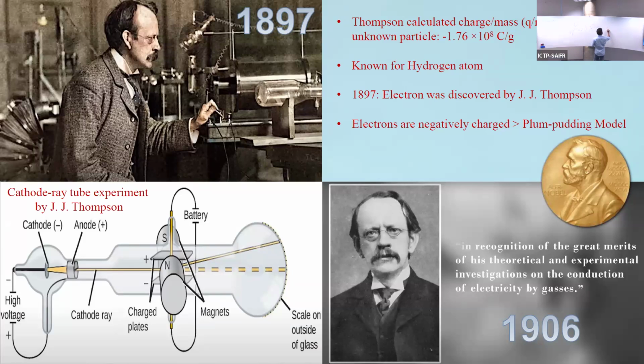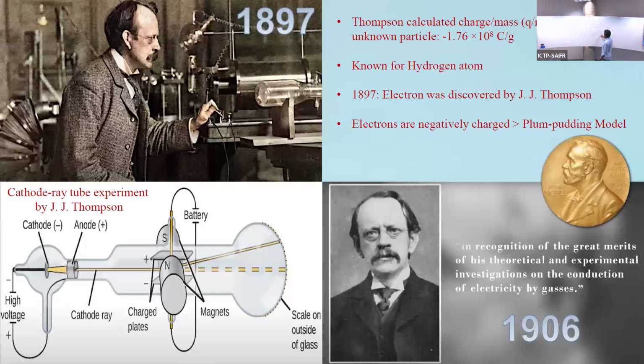And what J.J. Thomson found is that this Q over M ratio is 1800 times larger than the Q over M of the hydrogen atom. So what does that mean? And also, it was an electrically negative particle.